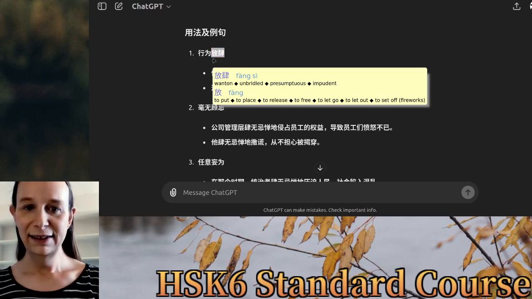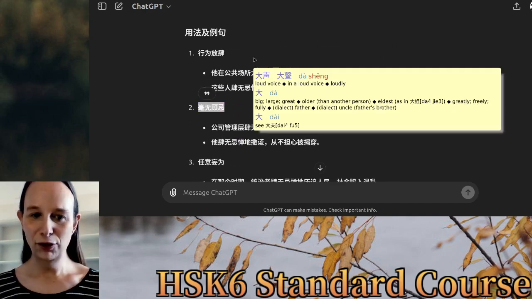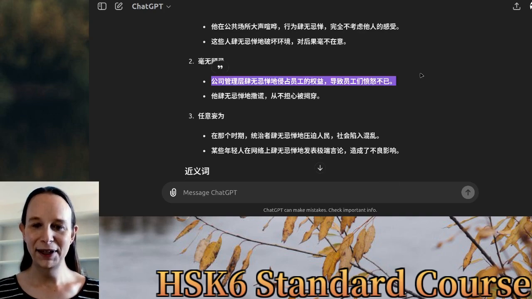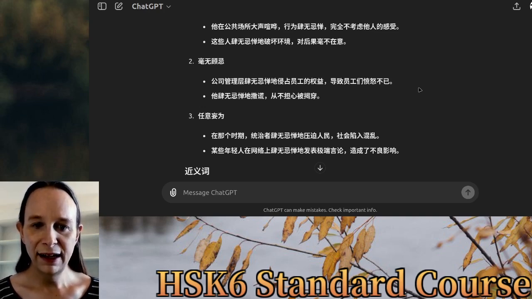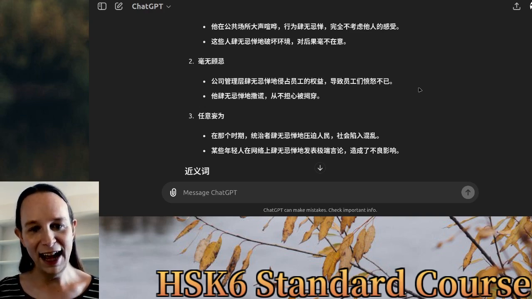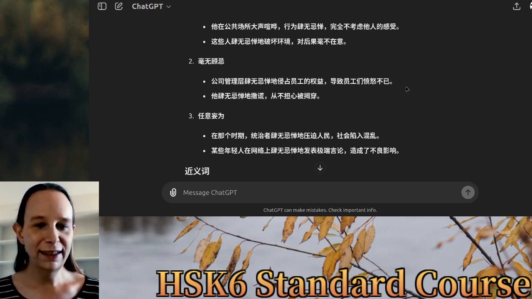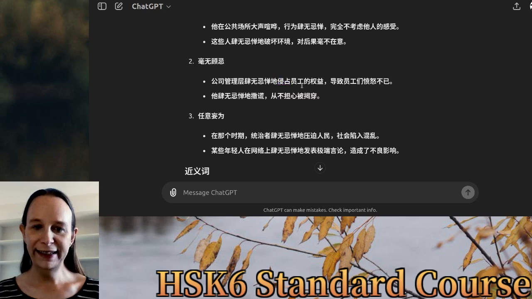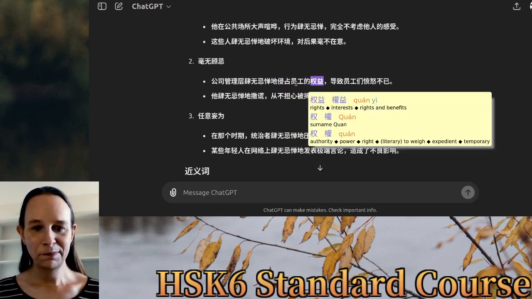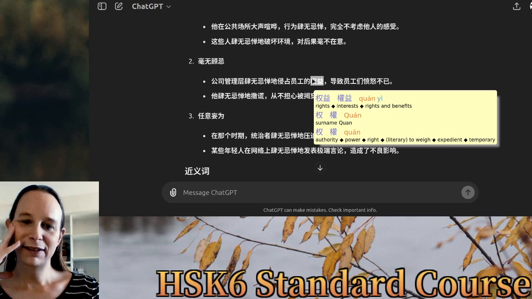All right. So it seems like it has a few meanings. This one, 毫无顾忌, is the unscrupulous meaning, like not caring about who it hurts and whether or not it's proper to do something. 公司管理层肆无忌惮地侵占员工的权益, 导致员工们愤怒不已. What is 侵占? Invade and occupy. 他们的权益. So this seems like it should be violate their rights.